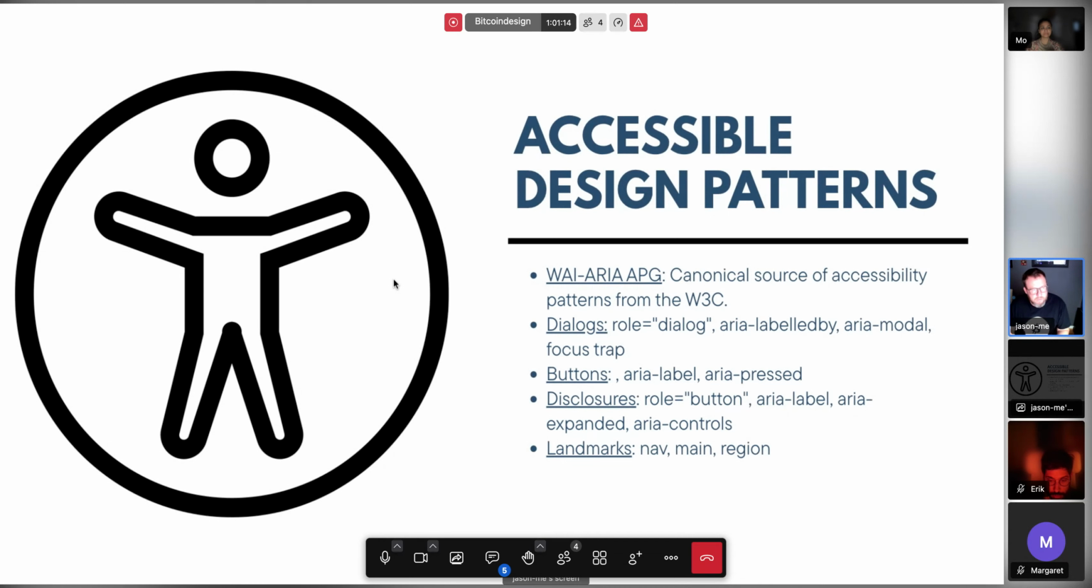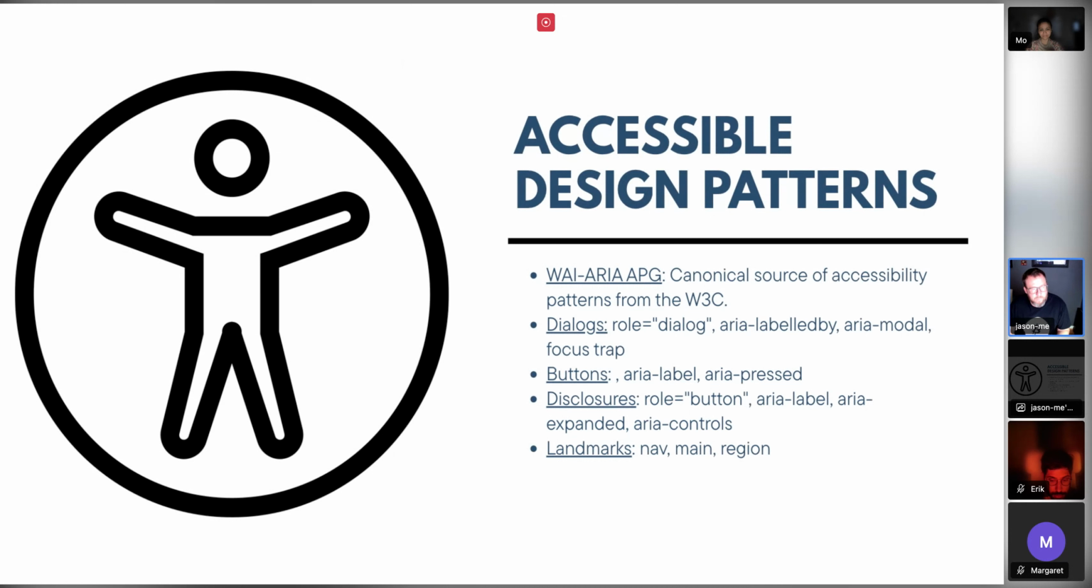Things like dialogs, buttons, disclosures, landmarks, they all need certain attributes to be marked up. Generally, if you're using HTML, then you're not going to have to use as much ARIA markup. But if you're not using HTML or you're creating a custom component, then you will need to add some ARIA, such as an ARIA role or aria-labelledby, to announce the name of a control and the type of control that it is.